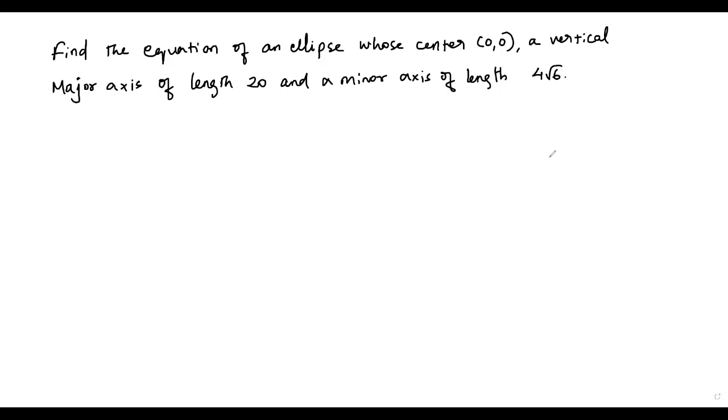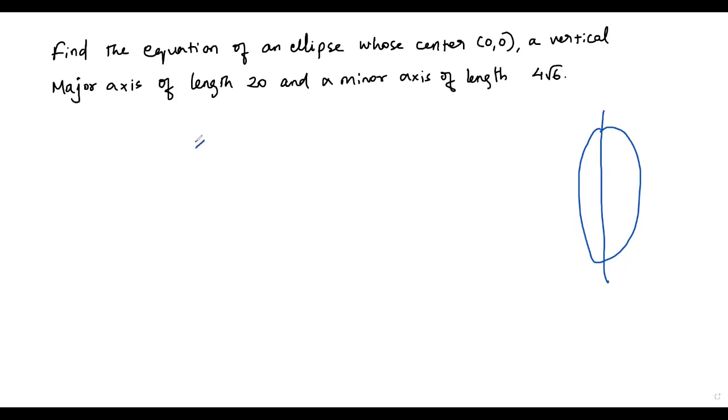And one more important piece of information in the question is that the major axis is vertical. So then we'll have a vertical ellipse. It will be like this. Okay, so let's write the equation of the ellipse in standard form when the ellipse is vertical.